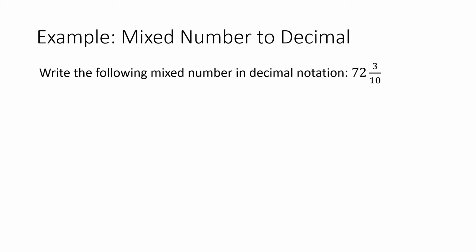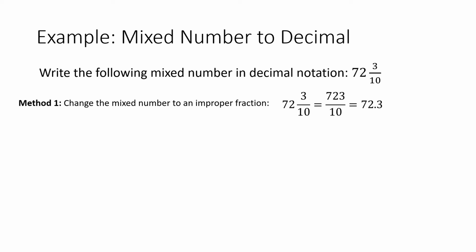We have 72 and 3/10 here. And so the first method I'm going to show you is how to change the mixed number to an improper fraction. To do this, you're going to take the whole number 72 and multiply it by the denominator of 10, and that's going to give us 720. Then we're going to add the numerator 3 to get 723 for the numerator of my improper fraction, and then 10 is going to stay the denominator.